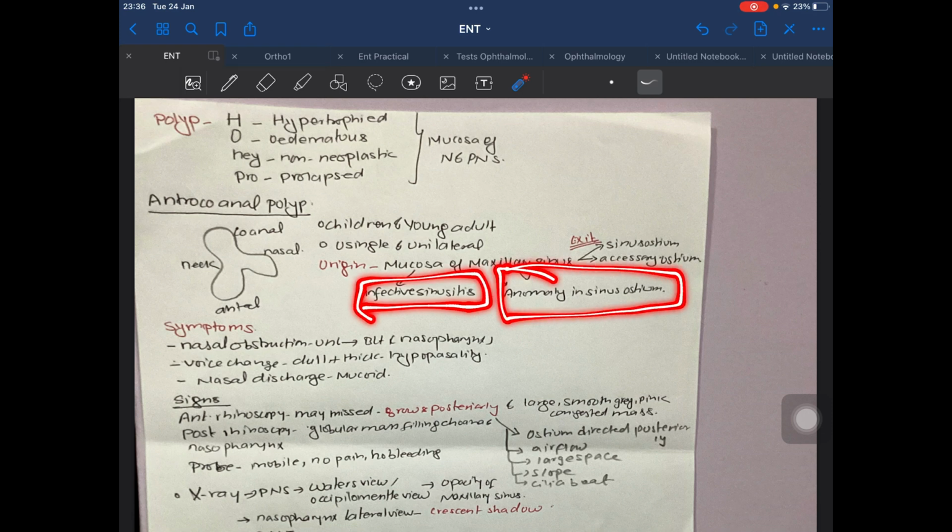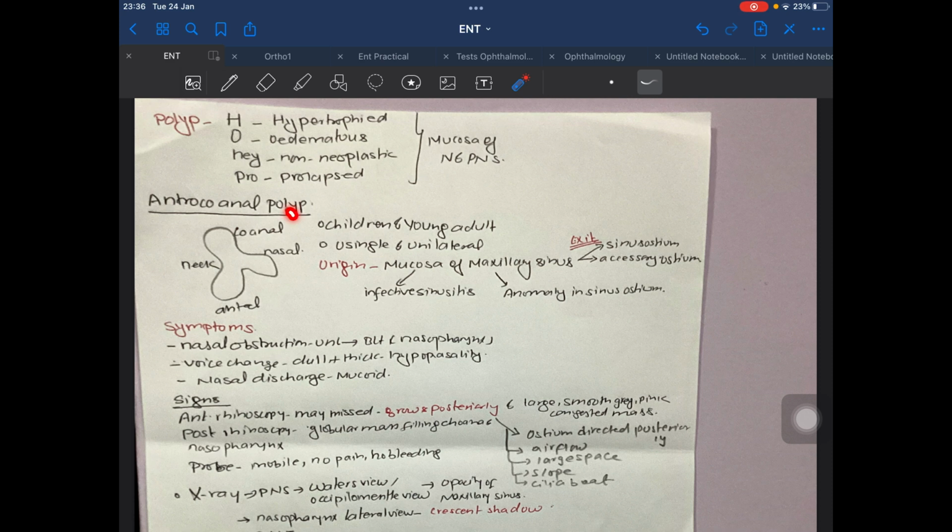sinus ostium. So there are basically three parts of antrochoanal polyp. First one is the antral part, then the neck and the choanal part. The antral part and choanal part are globular structures, whereas the nasal part is a flat structure.